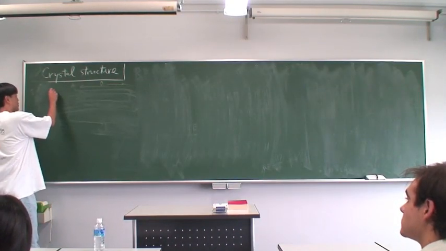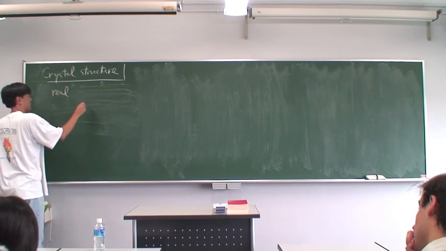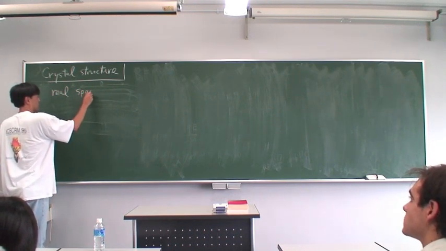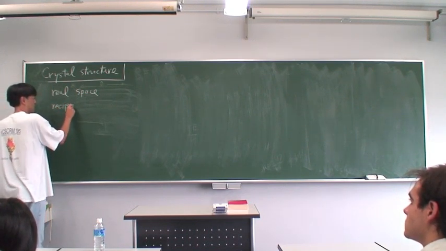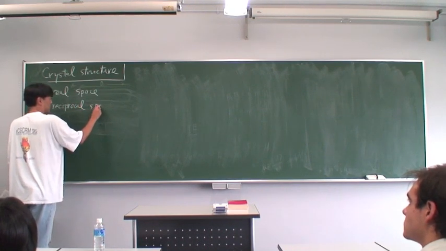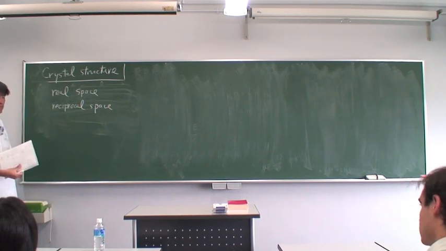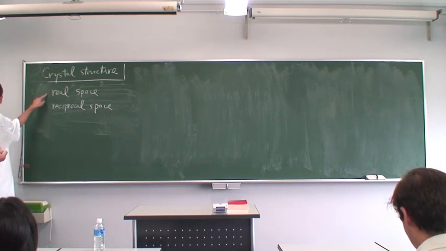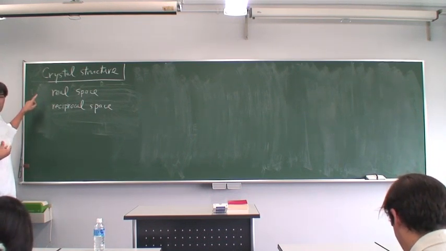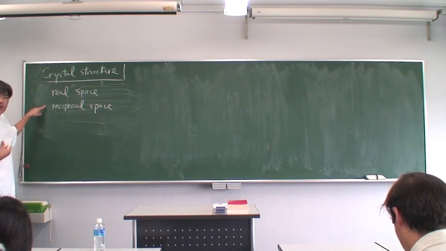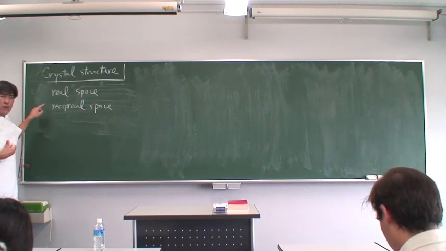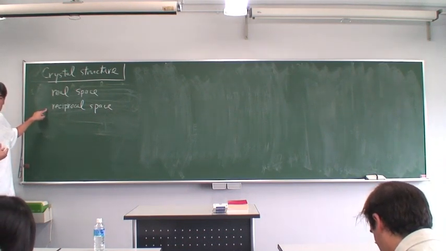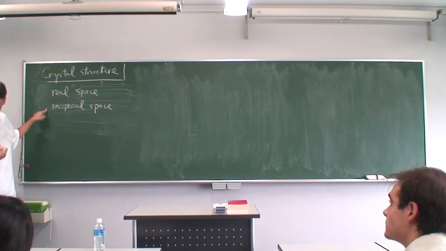There are 2 things. It's a real space and reciprocal space. So, real space is where we live. Reciprocal space is the result of Fourier transformation of the real space. Okay? And this is what you observe using X-ray. You observe reciprocal space.